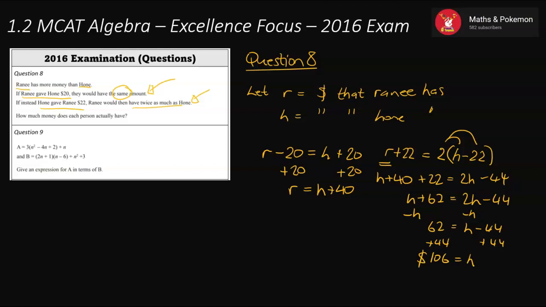I now need to figure out R, or Rane's one. We've already got a really simple expression for Rane up here. So what I'm going to do is I'm now going to put that H into this equation here. So this H here is going away, so that should be equal to 106 plus 40, which is equal to $146. So Rane has $146, Hone has $106, and we've answered the question.